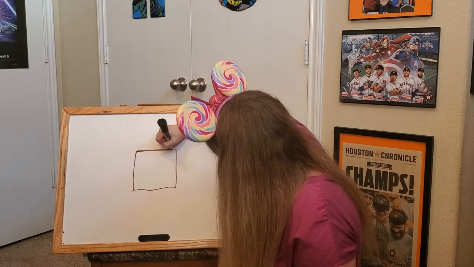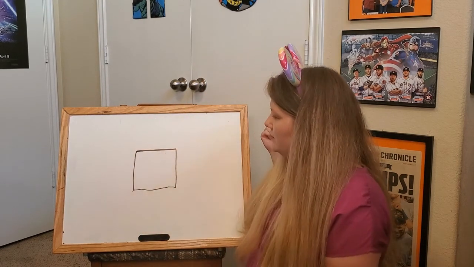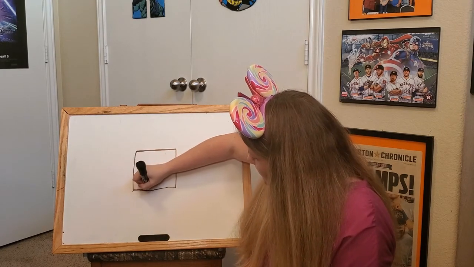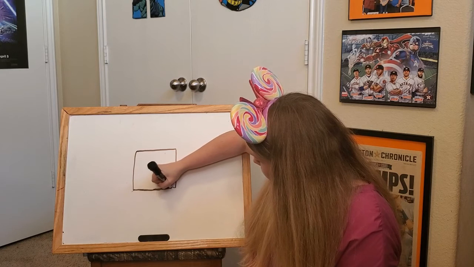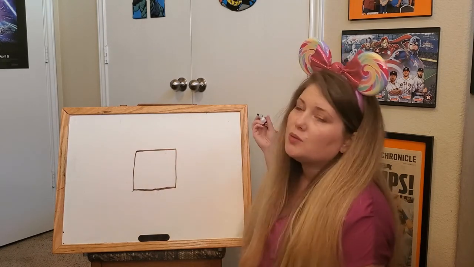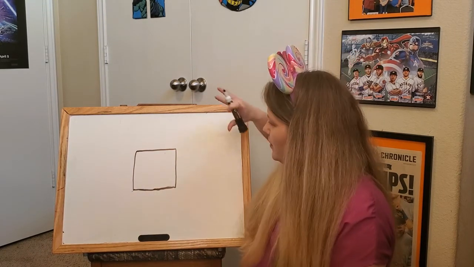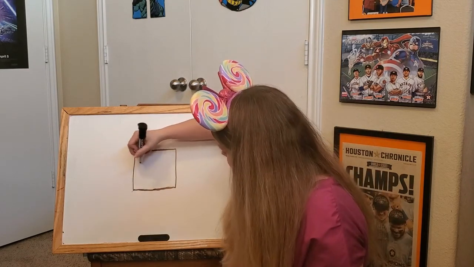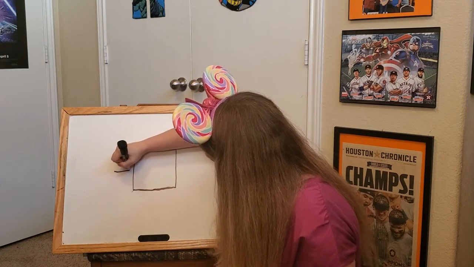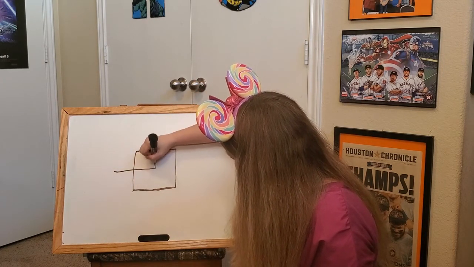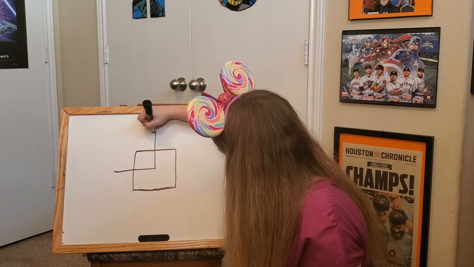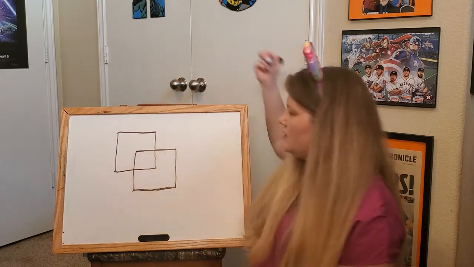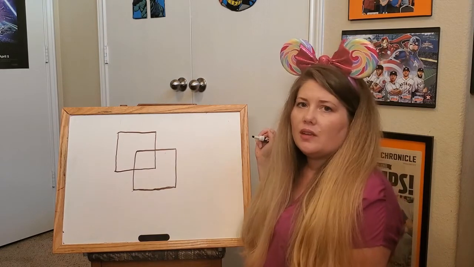So there's my square. Not perfect, but pretty good. And then the next thing that we're going to do to make this square look like a cube is we're going to draw another square, but we're going to layer it on top and up a little bit. So now I'm going to draw a square right here. So I have two squares like that.